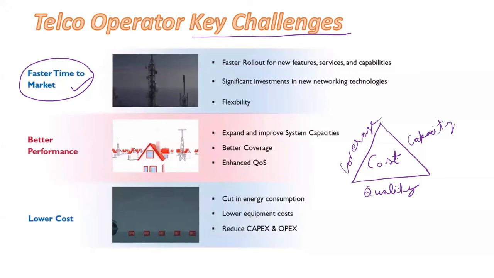So lower cost: cut energy consumption, equipment cost must be lower, and reduce the capex and opex. We know that capex is capital expenditure. We know that opex is operational expenditure. If you build a new site, you need to buy new equipment. So if you buy new equipment, then that cost is considered capex. If you build a network, you want the services of RF engineers, optimization engineers, drive test engineers. So that also comes under the capex.